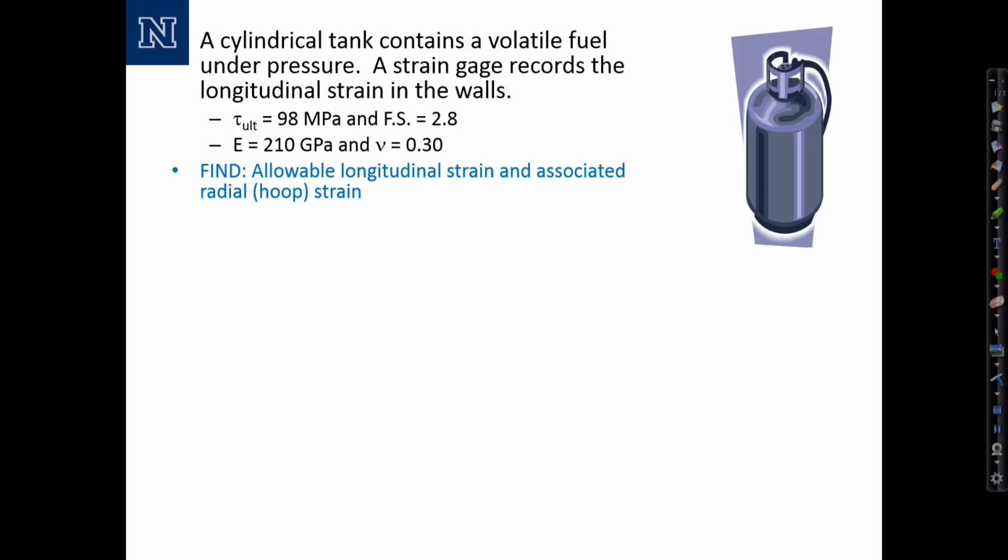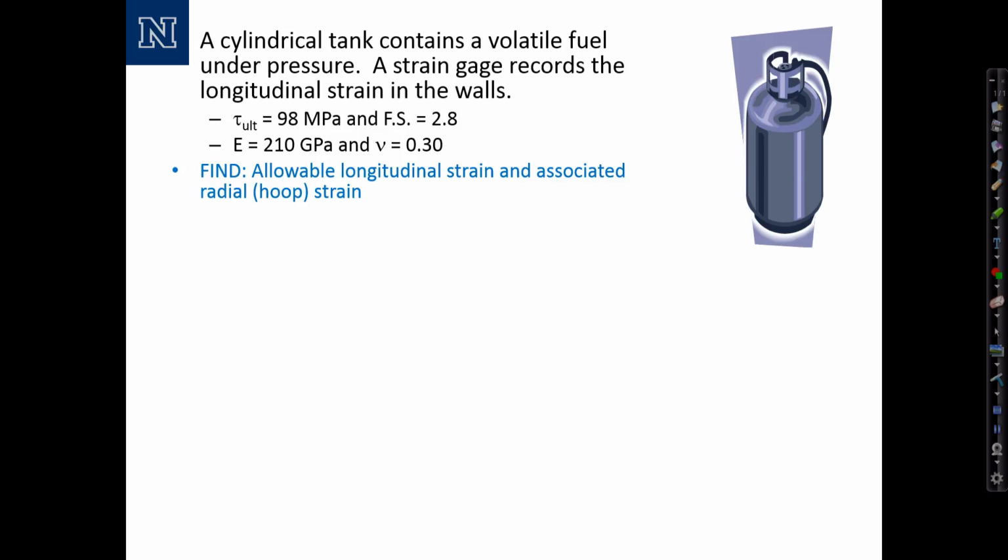Here's a first example. A cylindrical tank contains a volatile fuel under pressure. A strain gauge records the longitudinal strain in the walls. Tau ultimate is 98 megapascals, and we want a factor of safety of 2.8, because if the shear stress tau reaches greater than 98, it's in danger of failing. We're also given the material properties. We're asked to evaluate the longitudinal strain, allowable longitudinal strain, and associated radial hoop strain. The longitudinal strain is what's recorded by the strain gauge.